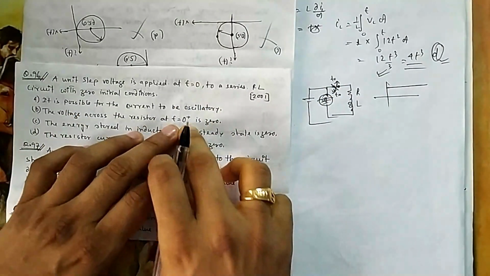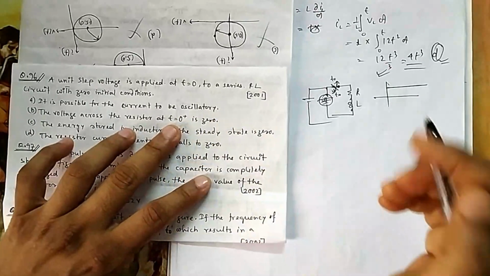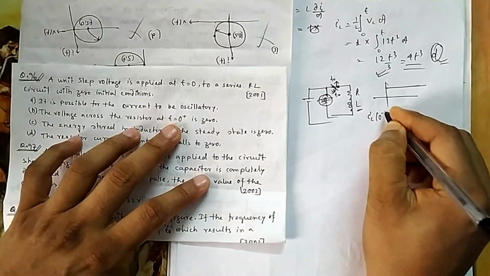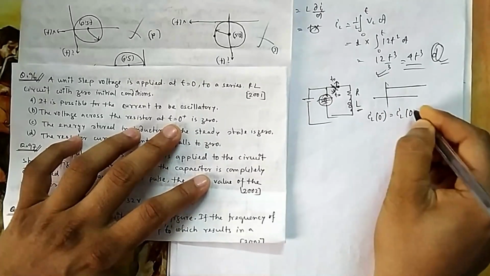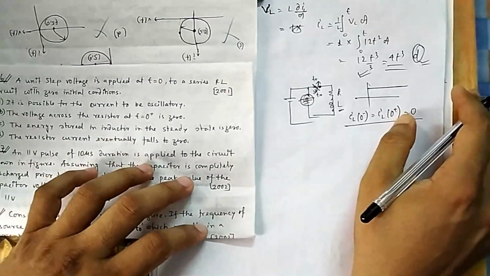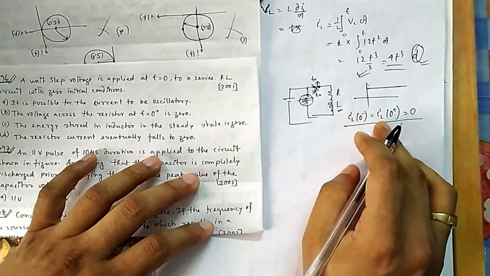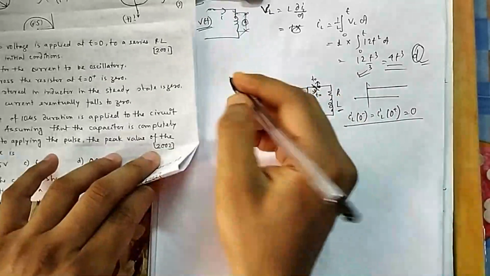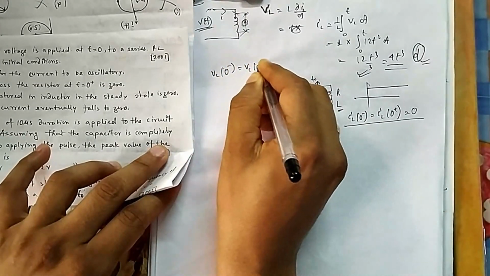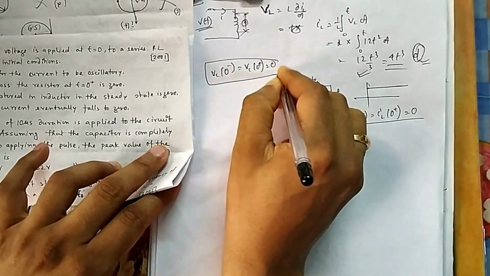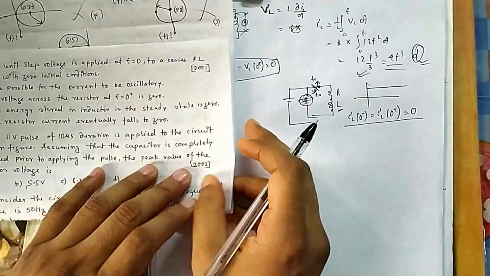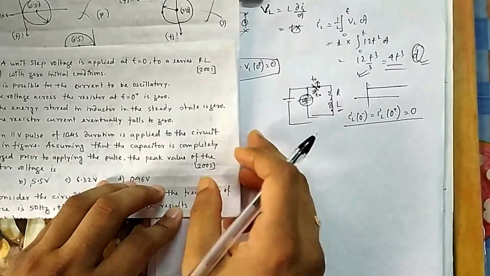The voltage across resistor R at t equal to 0 plus is 0. Now because the inductor has 0 initial condition, for inductor you remember this one: IL(0 minus) equal to IL(0 plus) equal to 0, because in case of inductor there will be no sudden change in the current. And for capacitor, Vc(0 minus) is equal to Vc(0 plus), which is equal to Vc(0). This is for capacitance in case of switching. So just before or after switching, the voltage across the capacitance will not change suddenly.